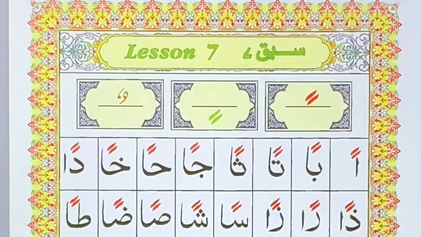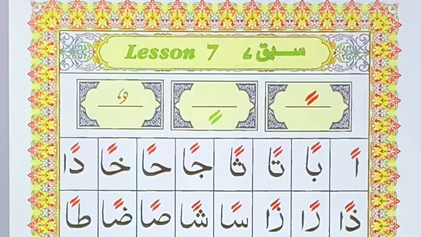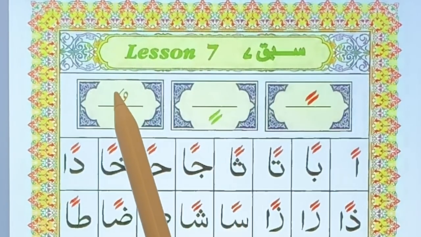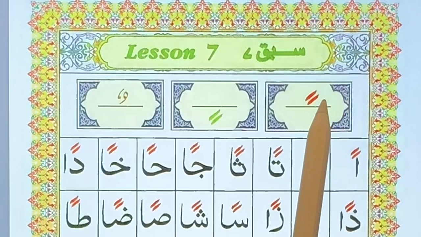Bismillahir Rahmanir Rahim. We are now on page 14 of our lessons, and this lesson is going to introduce you to two fathas, two kasras, and two dhammas. In the Arabic language these are called fathatayn, kasratayn, dhammatayn, which just means two of them.